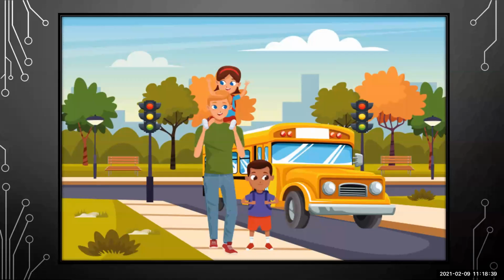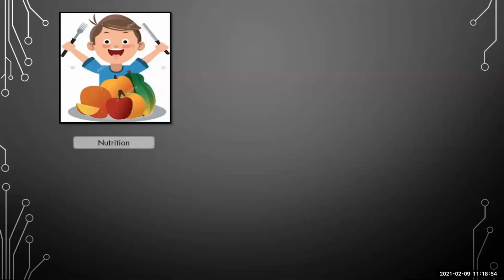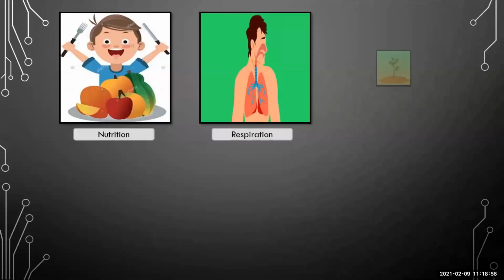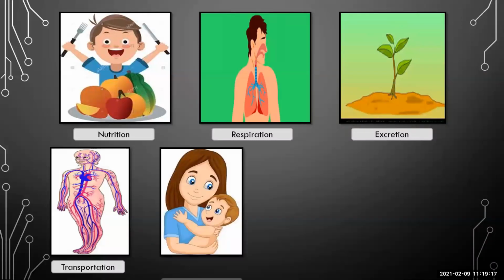Now you can see in this picture there are living things and non-living things, and living things have some specialized characteristics or processes going on in the body. Those are nutrition, respiration, and excretion, which is throwing out the waste material out of the body. Then there is circulation, or transportation, that is, whatever material is synthesized at one part is transported to each and every part of our body. Then there is reproduction, giving birth to the young one.